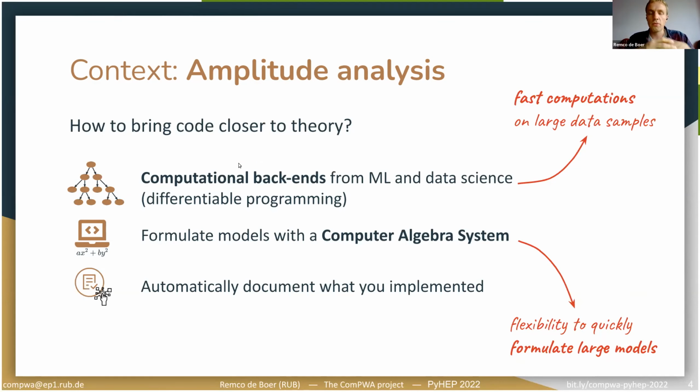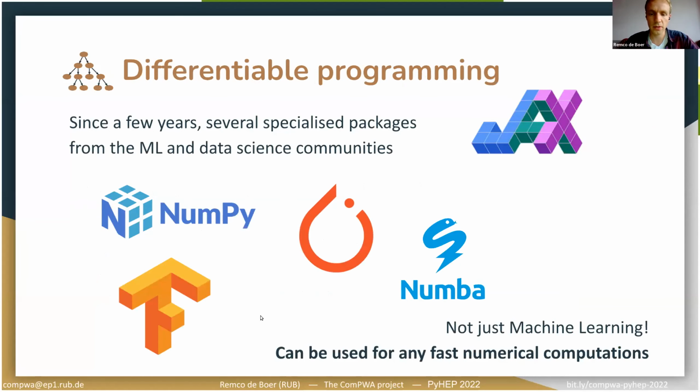So we have been thinking, how can we make this easier to do, so that you bring the implemented code a bit closer to the theory that you are trying to implement. And 2 main ingredients that we use are these computational backends that have become available for machine learning and data science. I bundle them under the term differentiable programming. And the other is the introduction of a computer algebra system. The consequence is that you also kind of automatically document what you're doing. So we'll see that that's quite a nice side effect.